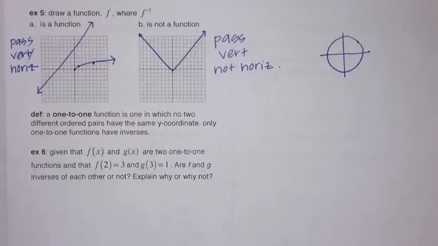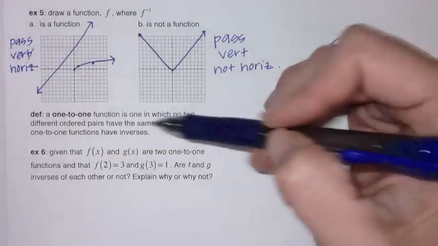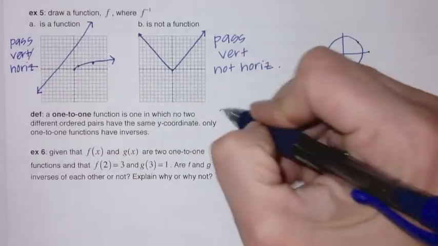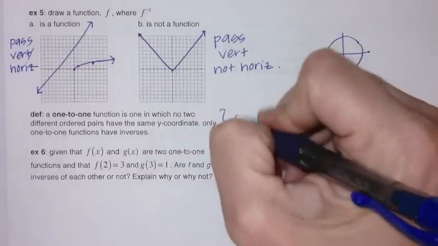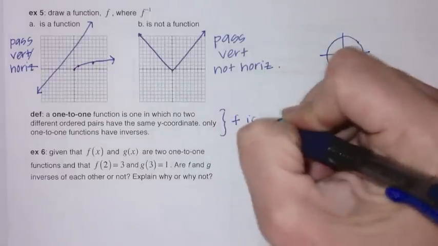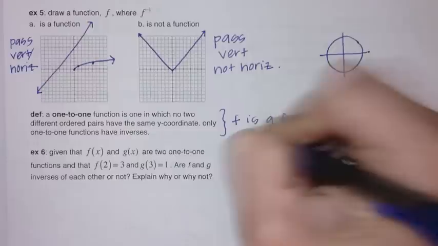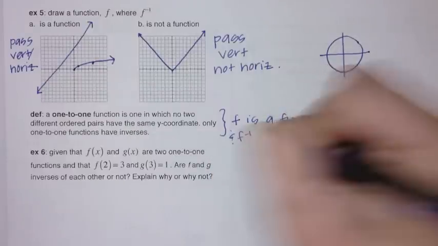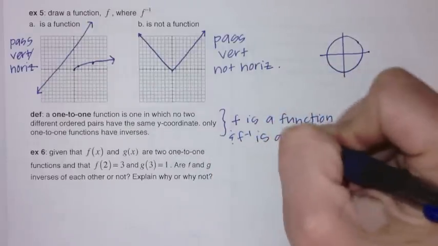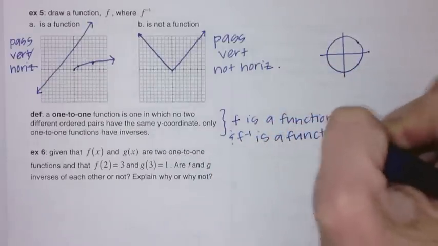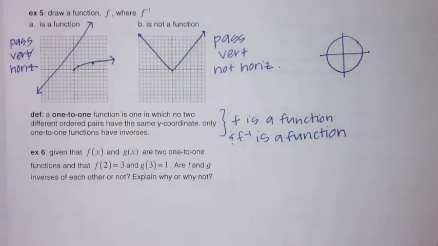So let's take a look at this. This is kind of like a pre-AP problem that you should be able to kind of put 2 and 2 together from. But what you need to know about one-to-one functions, this summed up, is that f is a function and f inverse is also a function. That means that f passed both the vertical and horizontal line test.